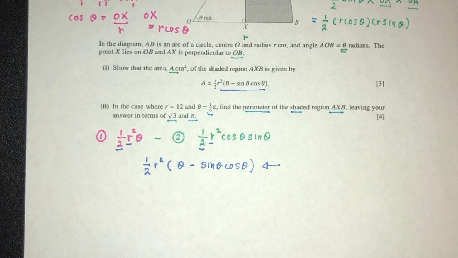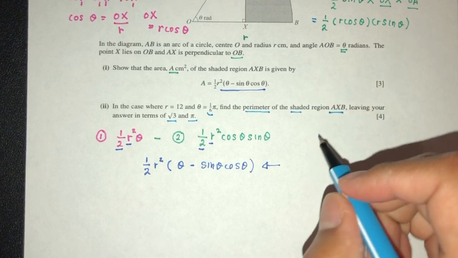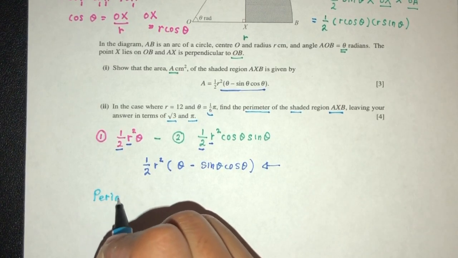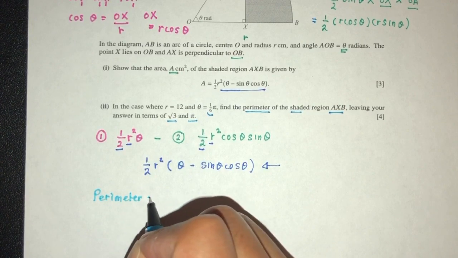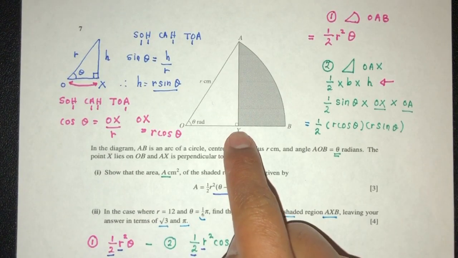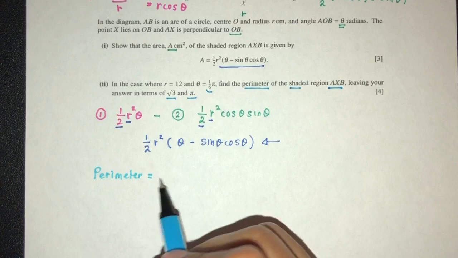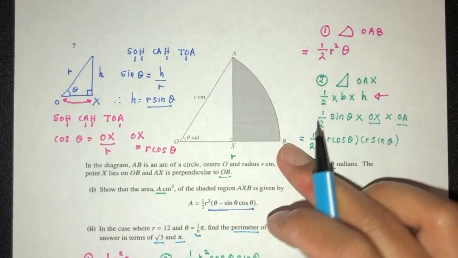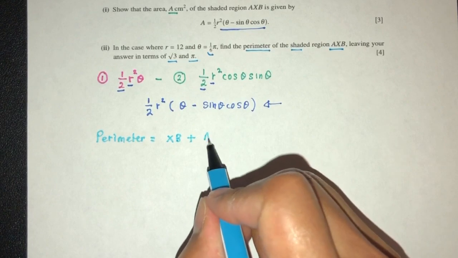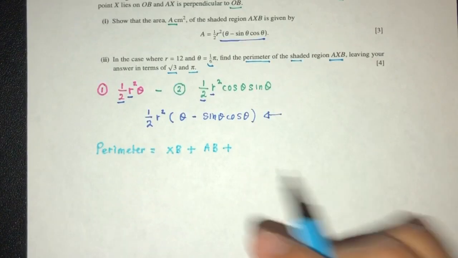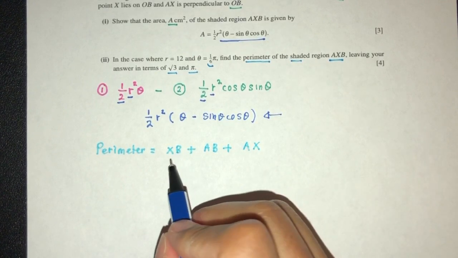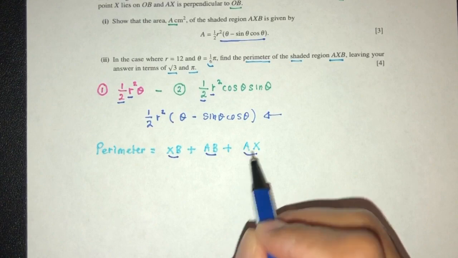So let's find this. First thing first, we have to define what we are looking for. So the perimeter will be what? Distance around the region. It is equal to XB plus AB plus AX, right? That will be the distance around the object. So we have to find these three lengths to find the value for your perimeter.